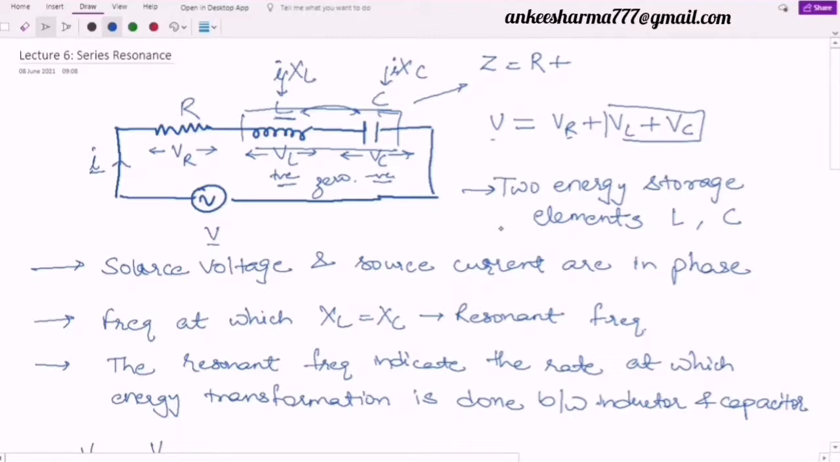So it can be written as I have written over there, if I write the same thing again, it is I into Z, equal to I into R with angle 0, plus I into XL with angle of 90 degrees, plus I into XC with angle of minus 90 degrees. Because I'm talking here in terms of the voltages. So when I talk in terms of voltages, the voltage will lead your current in the case of an inductor by 90 degrees, whereas in the case of a capacitor, the voltage will lag your current by 90 degrees. So due to that lagging, we introduce here a minus sign.